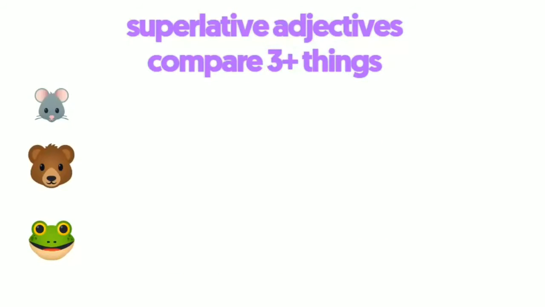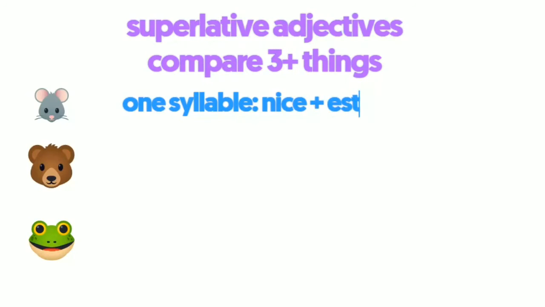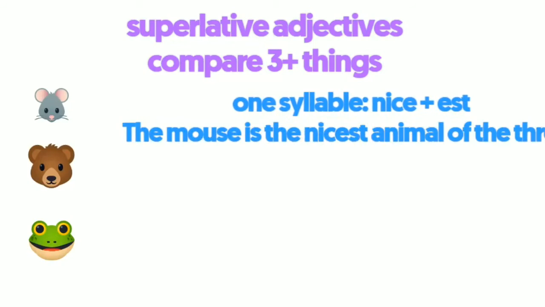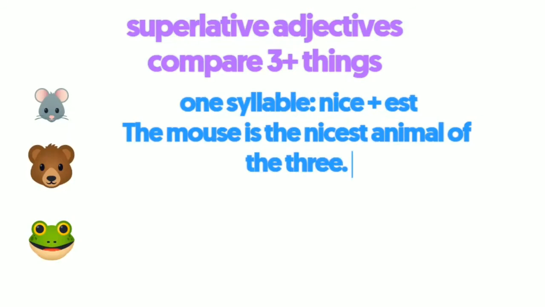Now let's compare the mouse, the bear, and the frog. For a one-syllable adjective, let's use nice. If we wanted to compare these 3 things and find out which of the animals was the nicest, we would add est. The mouse is the nicest animal of the 3. So again, it's helpful to end a sentence here by telling what you're comparing. Of the 3 animals, the mouse is the nicest.